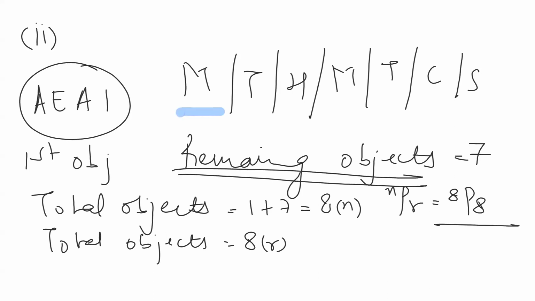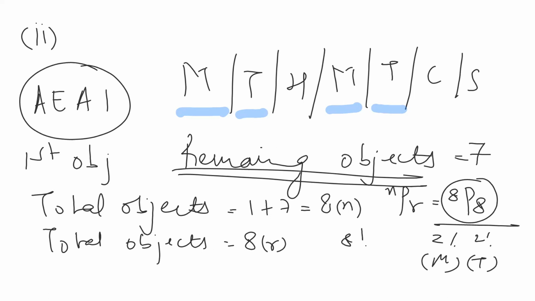M is getting repeated twice, T is getting repeated twice. So 2 factorial into 2 factorial. The A we'll do later. Yes, of course we are supposed to do about A, but we take it when we're only looking at that object. Understood this much? So this is 8 factorial upon 2 factorial into 2 factorial, and 8P8 is 8 factorial, right?